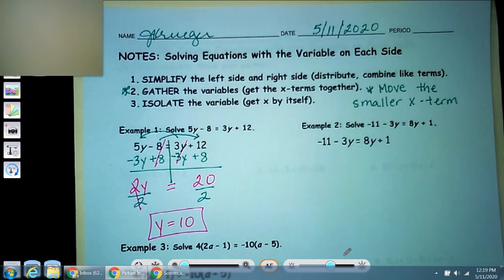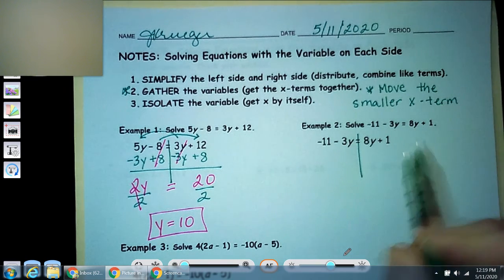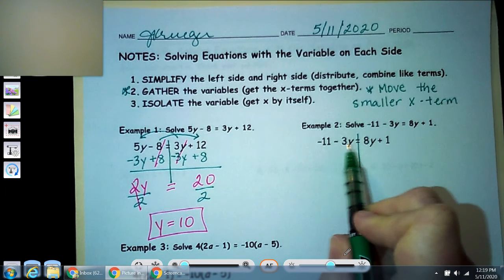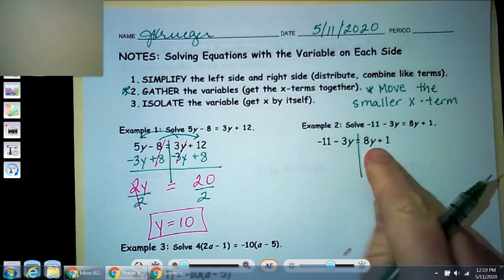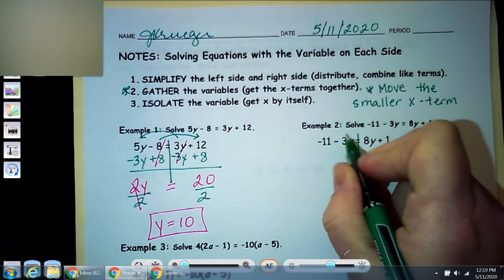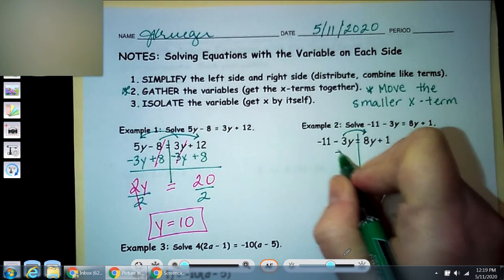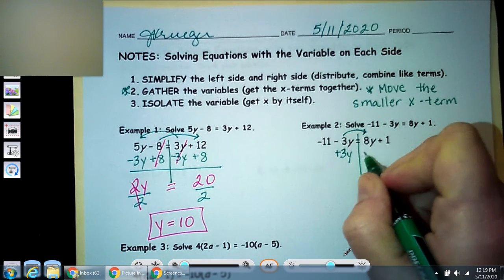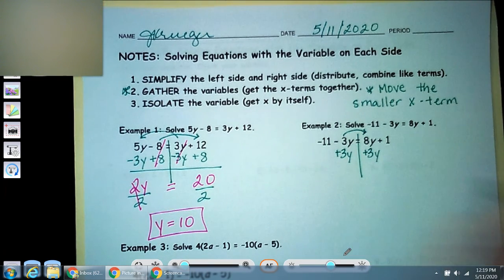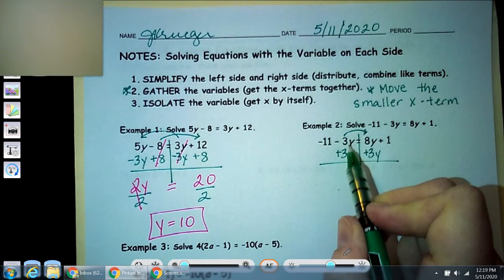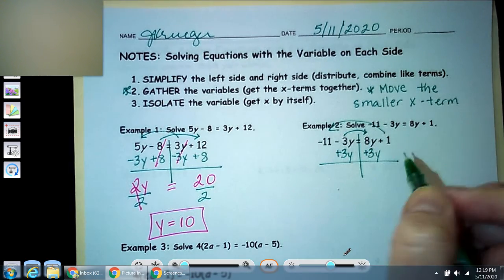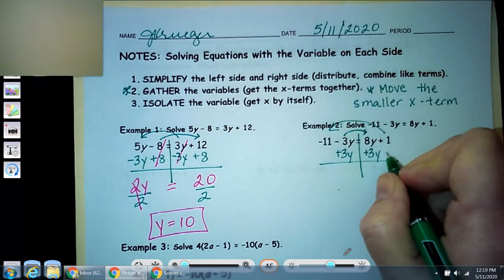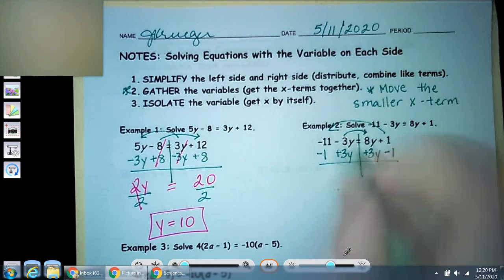Okay. Let's look at example 2. Similar setup here. I have negative 11 minus 3y equals 8y plus 1. I want to get my y's together. I'm going to move my smaller y, which is this one, over here. So I'm going to add 3y to both sides. Since I moved my y term to the right, I'm going to move this to the left. So I'm going to subtract 1 from both sides.